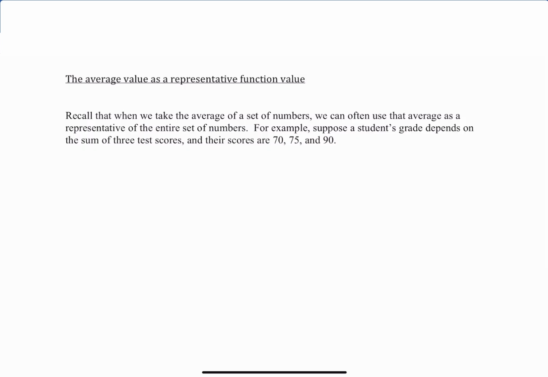We often use averages as representative values. For example, when we take the average of a finite set of numbers, we can often use that average as a representative of the entire set of numbers. For example, suppose a student's grade depends on the sum of 3 test scores, and their scores are 70, 75, and 90. Well, the average test score is, of course, 70 plus 75 plus 90 divided by 3, which is 78 point repeating threes.